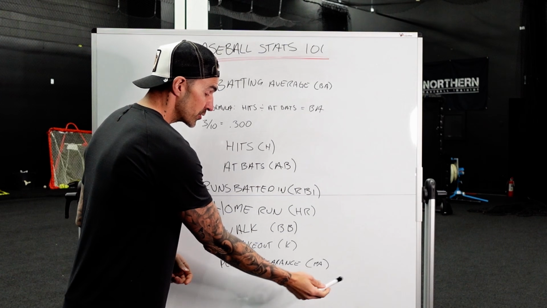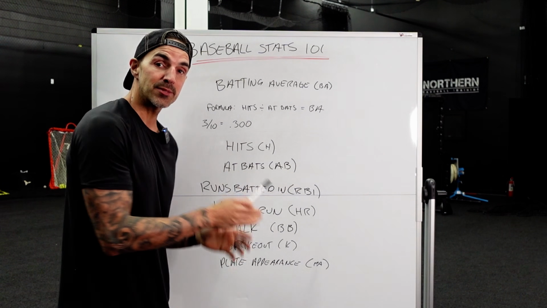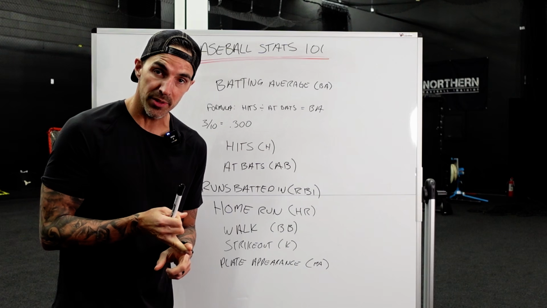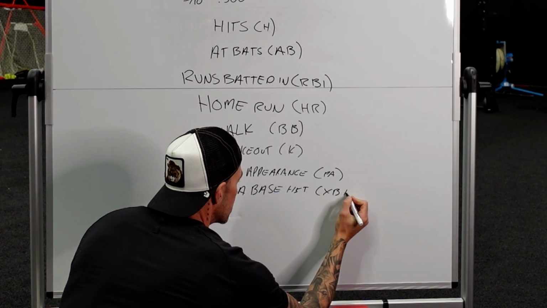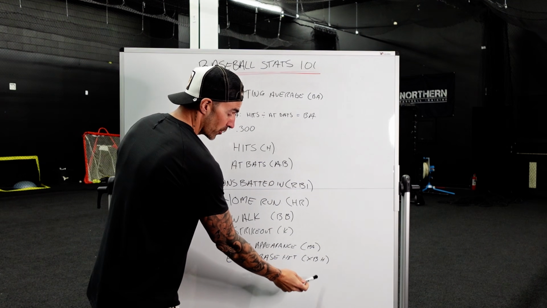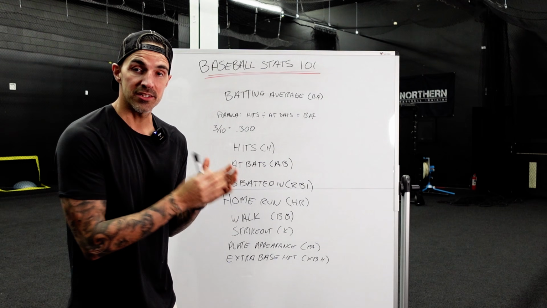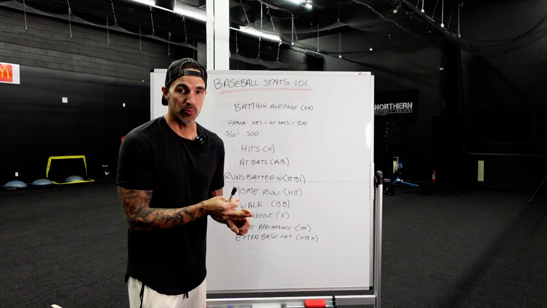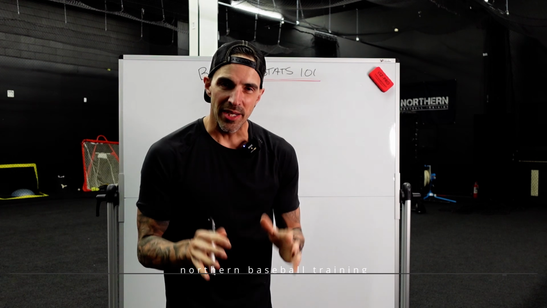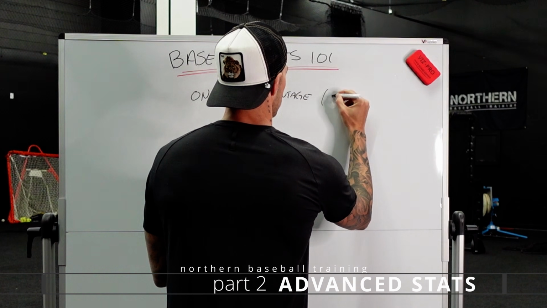Now plate appearances, or PA, is kind of like at-bats, but it actually includes your walks, your hit by pitches, and your sac flies. Now extra base hit, or XBH, is every hit that isn't a single. So it's your double, your triple, and your home run. Now that we're done with the basics, let's get into a little bit more confusing ones.